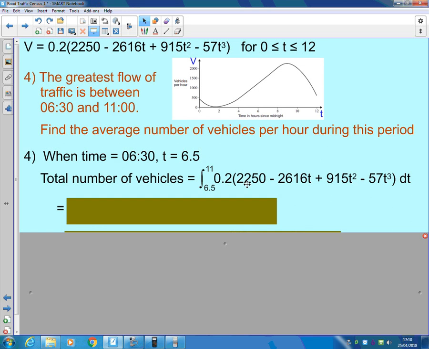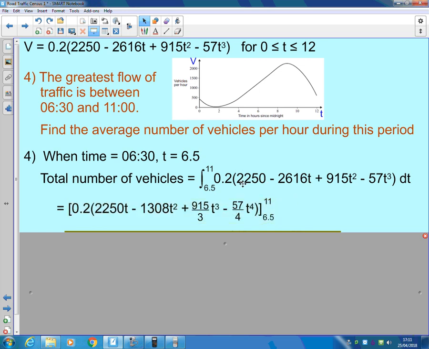Right, the rule, of course, the 0.2 just stays there. If you wanted to, you could even have moved it in front of the integration sign, because it's a number, but we won't worry about that. So you've got 0.2 there, and now increase the power and divide by the new power. Here, there weren't any t's, so it goes to 2250t. Divide by the new power, the new power is 1, divided by 1 makes no difference. This one goes up to t squared, and if I divide that by 2, I get 1308. If I wanted to, I could have written minus 2616 over 2, but I can divide by 2 easily, so I will.